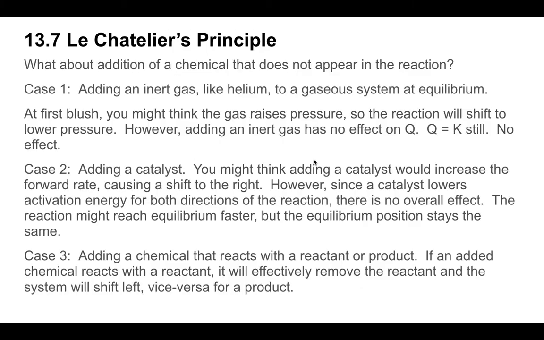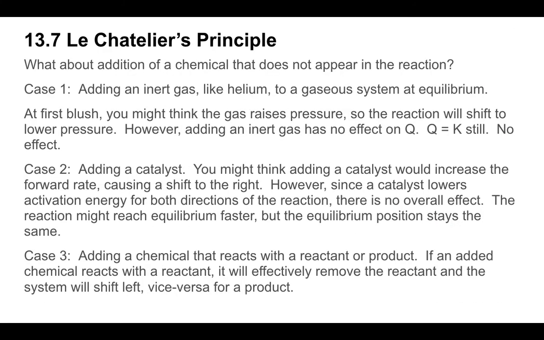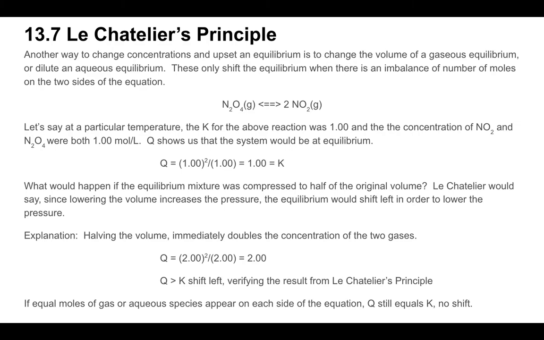So now, what would happen to this system if we cut the volume in half? Say we push a piston in, or we push in the plunger of a syringe, and the volume is now suddenly half of its original value. So Le Chatelier would analyze this and say, okay, your lowering of volume increased your pressure. Increasing your pressure threw off your equilibrium, and so you need to shift left because 1 mole of gas will have less pressure than 2 moles of gas.